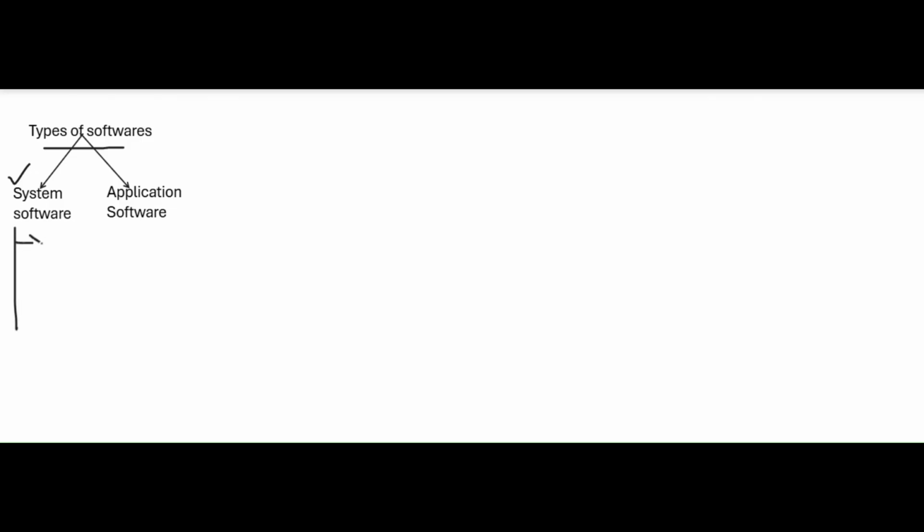When you run your computer, system software will run in the background. It will automatically start running in the background. You don't need to run it and you don't need to stop it. It automatically runs when you start your computer. For example, the operating system is an example of system software. We will discuss more about this operating system in the same video. It's an interesting concept actually.